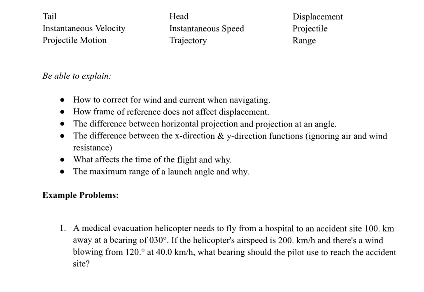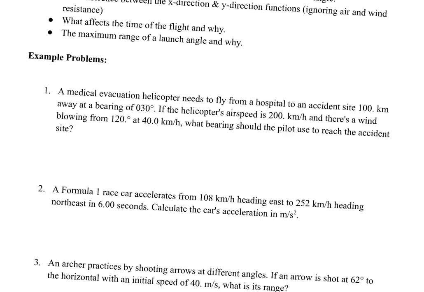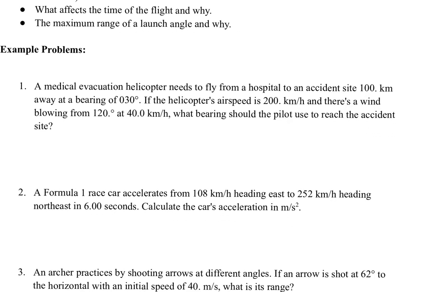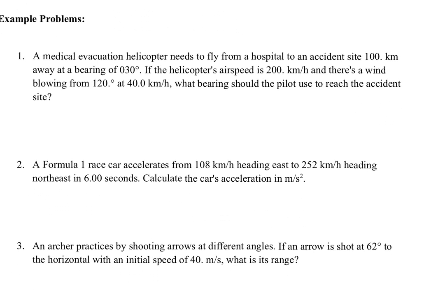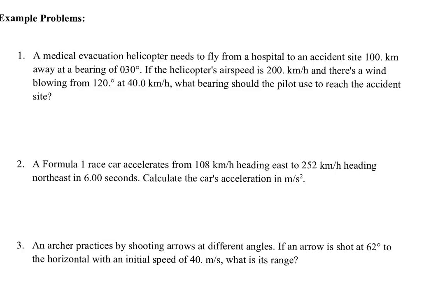So, some example problems on correcting. I will admit this is a stronger correcting one than we've done in the past, but that's okay. A medical evacuation helicopter needs to fly from a hospital to an accident site 100 kilometers away, at a bearing of 30 degrees. That is a true bearing from north. If the airspeed is 200 kilometers per hour and there's a wind blowing from 120 degrees at 40 kilometers per hour, what bearing should the pilot use to reach the accident site?